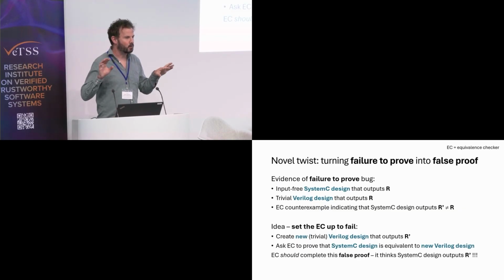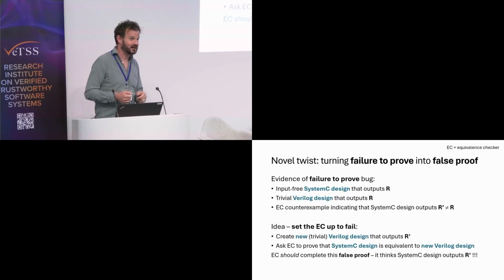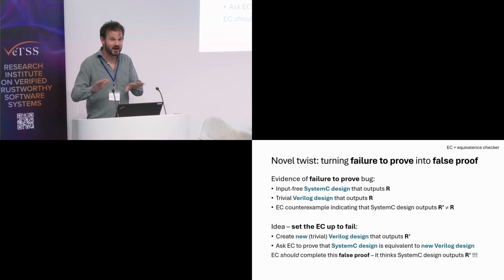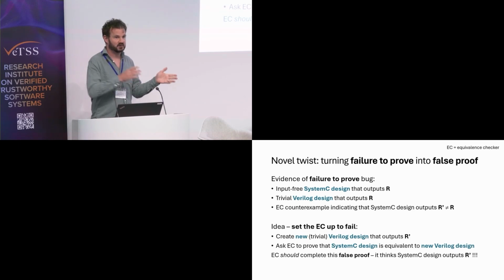And because bugs are weird, it doesn't always manage. Sometimes it can both think that the SystemC design produces R prime, but be unwilling to prove it's equivalent to R prime. So this trick of turning a failure to prove into a false proof doesn't always work, but it worked in a whole bunch of cases, including in that case I showed you.